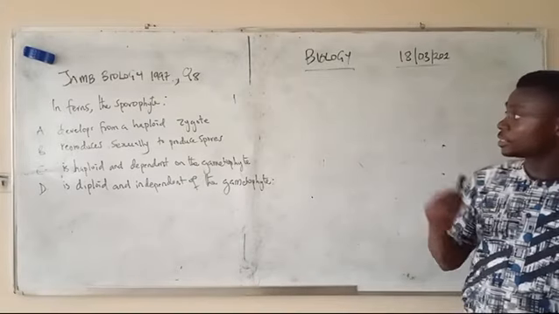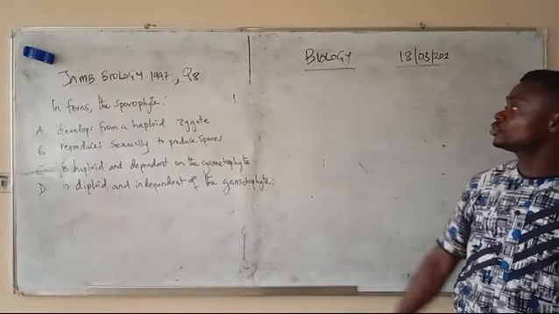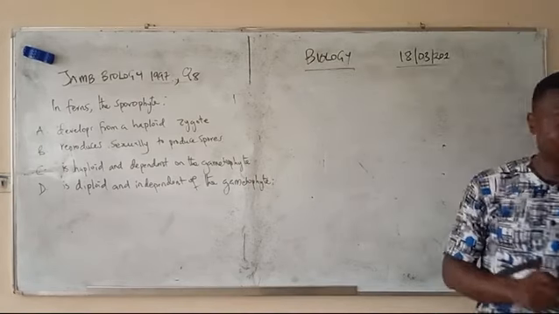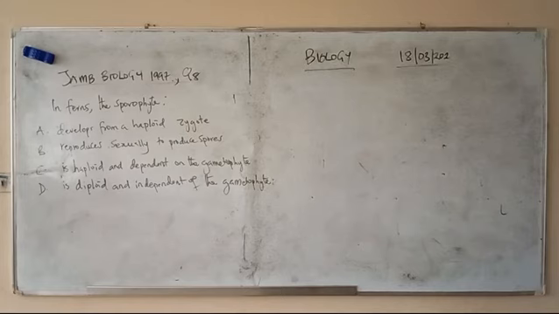The question says, this is JAMB Biology 1997 question 8. In ferns, the sporophyte: A, develops from a haploid zygote. B, reproduces sexually to produce spores. C, is haploid and dependent on the gametophyte. D, is diploid and independent of the gametophyte. C is what?